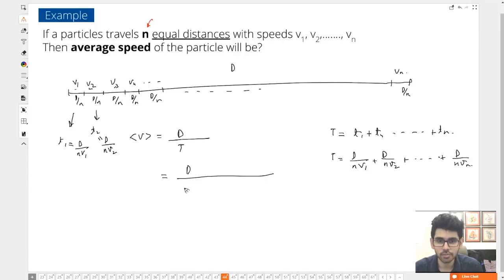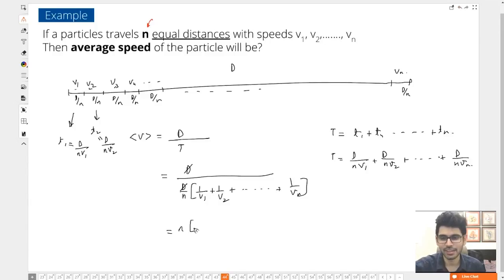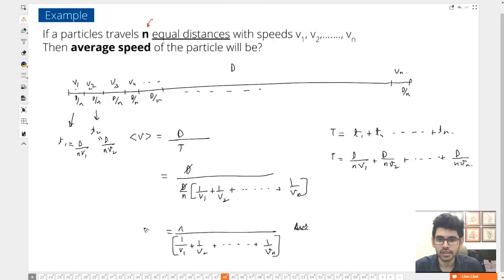So play with such mathematical things. D by N, let me take it as common. So this will be 1 by V1 plus 1 by V2 plus 1 by Vn. So this and this cancel out. N will go on the top. When you take the LCM, okay, let's not take the LCM, because it will be very tedious. So let's just leave our answer like this, V1 plus V2 plus Vn. So this will be your answer for average velocity.